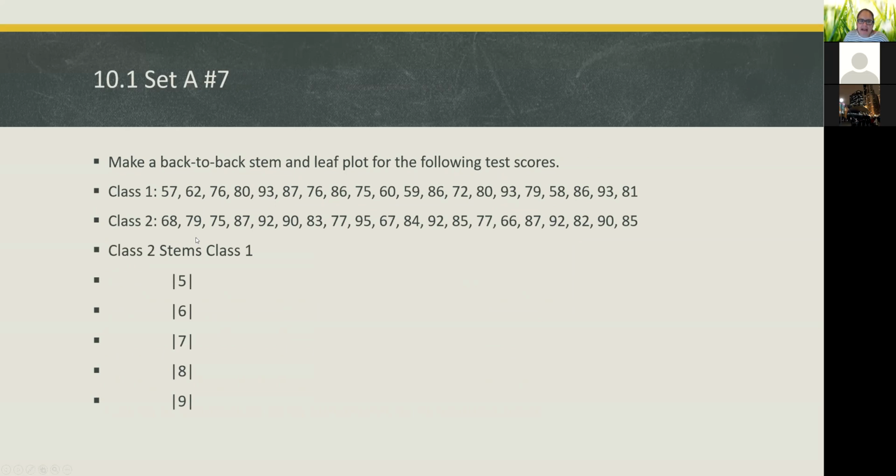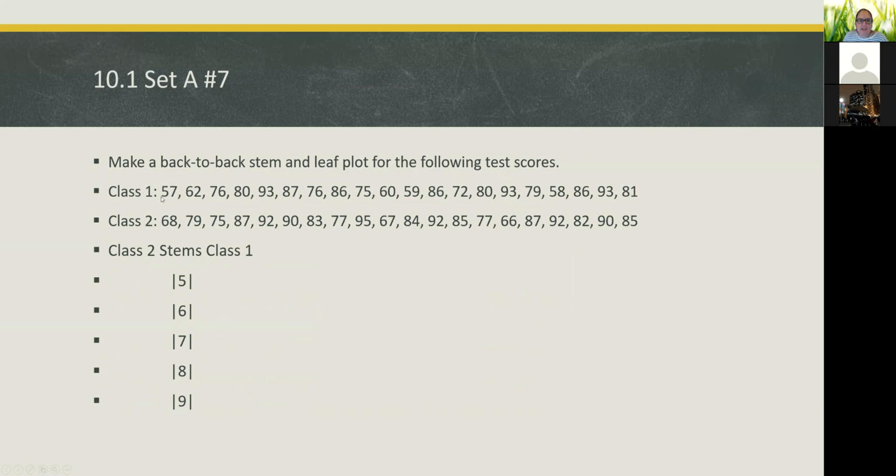All right, to make a back-to-back stem and leaf plot, you put the stems in the middle, and then we will have leaves over here for class 1 and leaves over here for class 2. And we could have done it the other way around. We could have put class 1 on the left and class 2 on the right. There's no one correct way to do it.